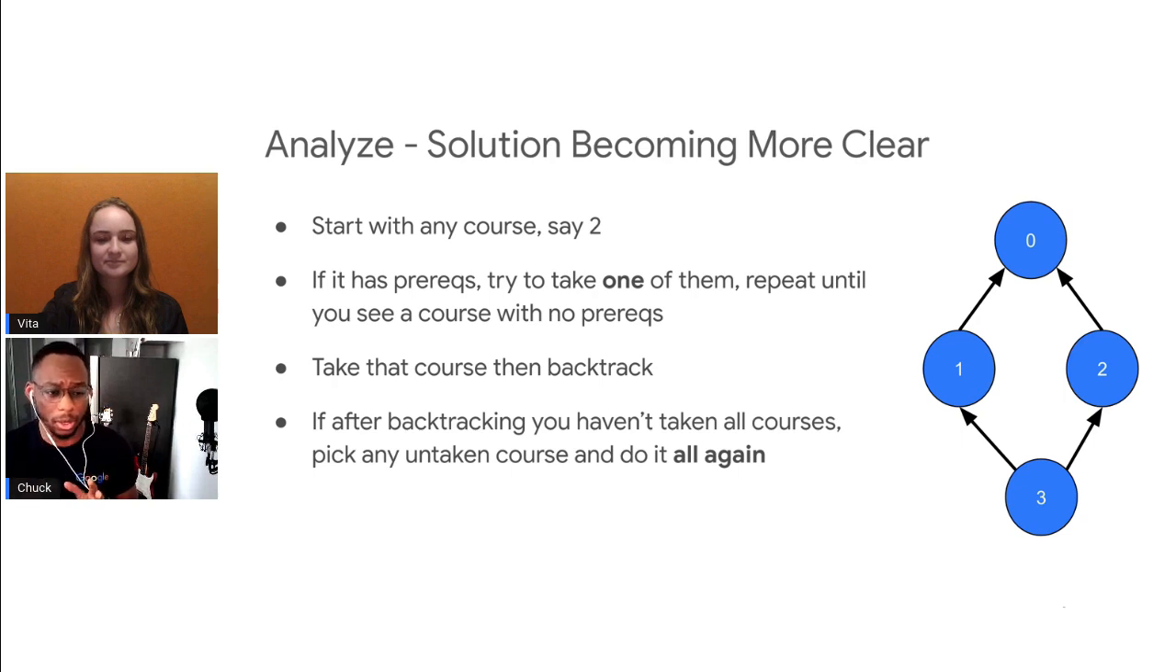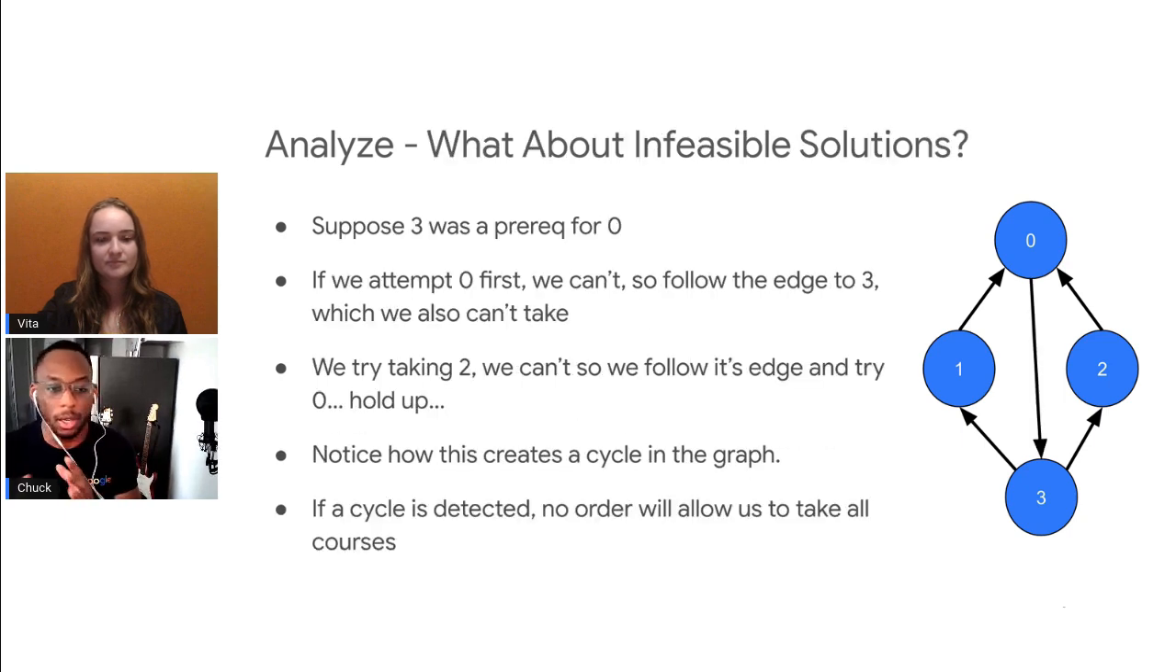Things have become a little bit more clear here. It seems like we can start at any course. If that course has prerequisites, we just need to try to take one of them, right? Then when we get to that course, if it has prerequisites, we take one of those prerequisites, and we only take a course when we actually backtrack, right? If after backtracking we haven't taken all the courses, we can just pick another starting point, right? Okay, let's see how this all comes together.